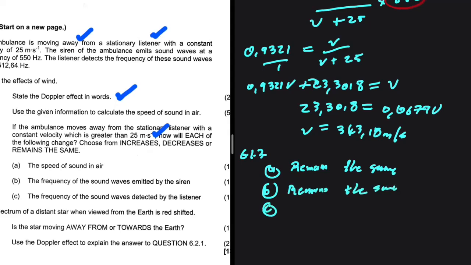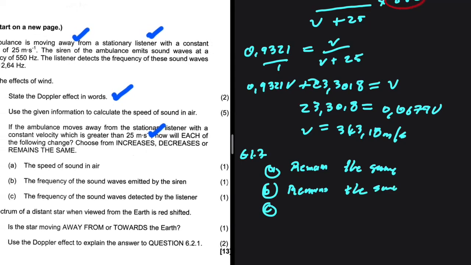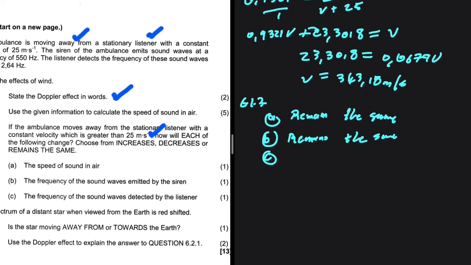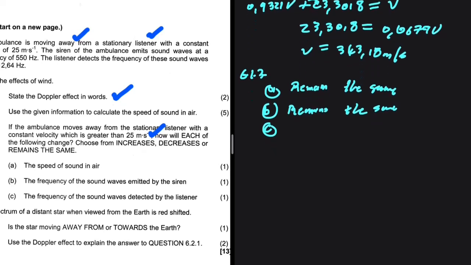Now let's look at C, the frequency of the sound waves detected by the listener. Take a look at our equation. We had FL being equal to V divided by V plus Vs, multiplied by the frequency of the source. Okay, as you can clearly see, if the velocity of the source increases, we're going to have a way greater denominator.